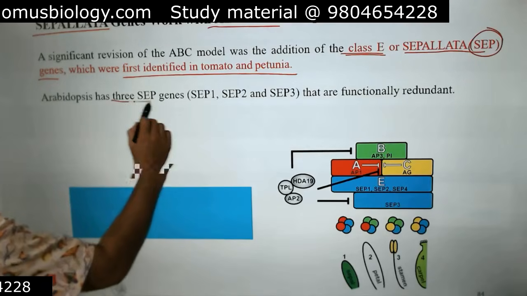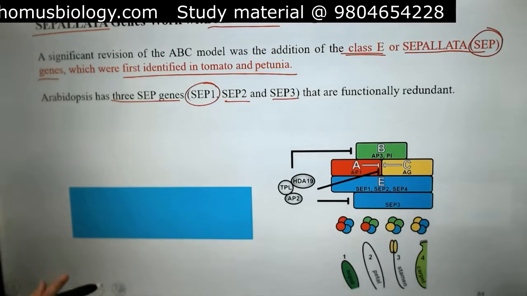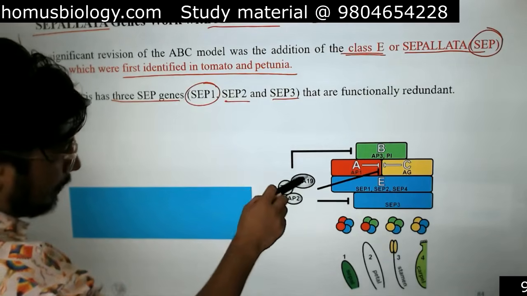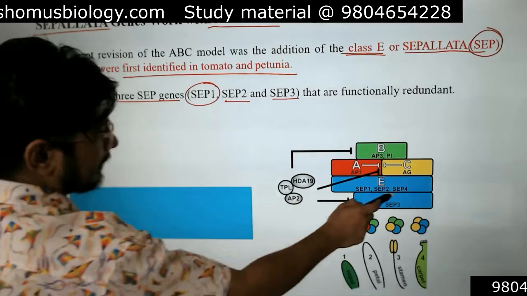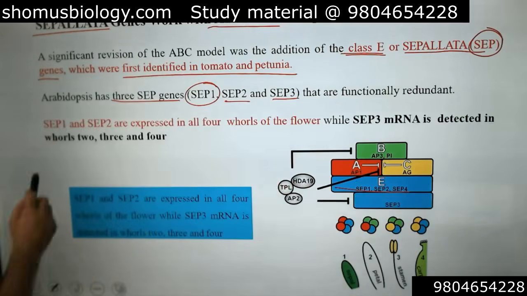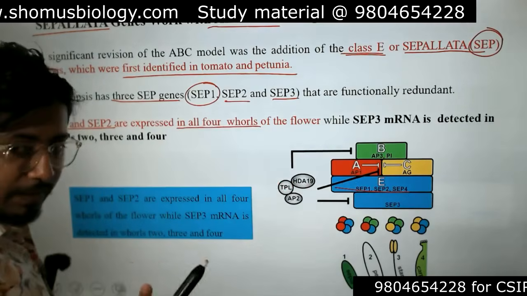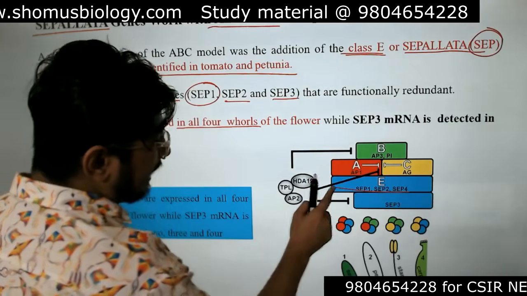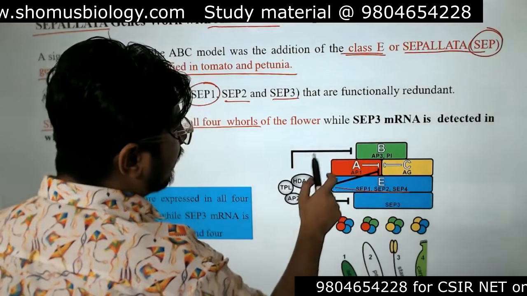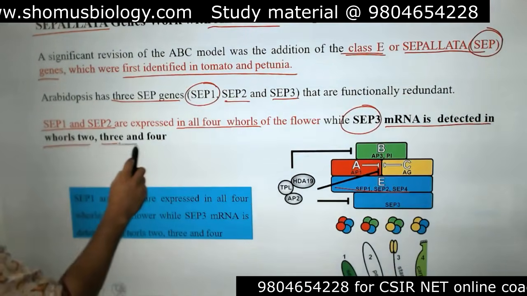Arabidopsis has three SEP genes, SEP1, SEP2 and SEP3 that are functionally redundant. And here you can see how the whole process is working based on the presence of SEP or class E genes. SEP1 and SEP2 are expressed in all four whorls of the flower, while SEP3 mRNA is detected in whorl 2, 3 and 4.